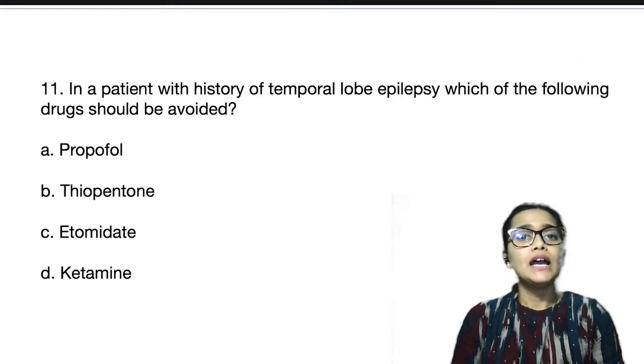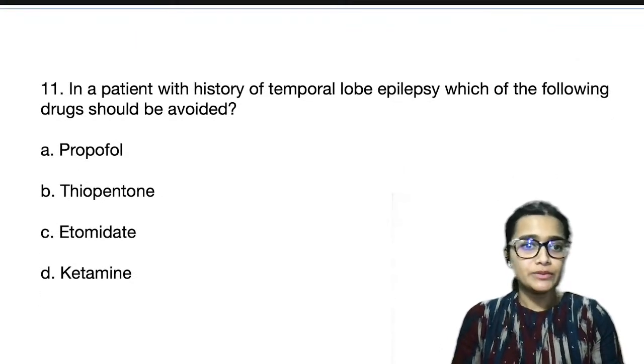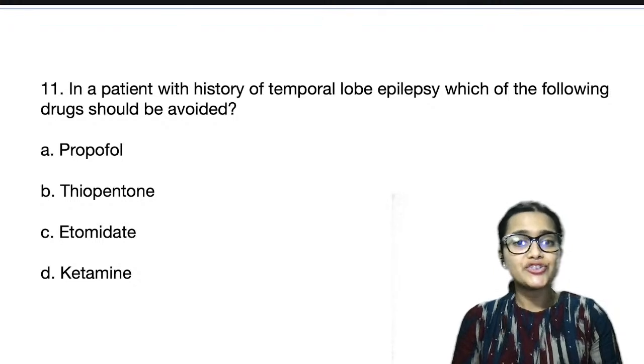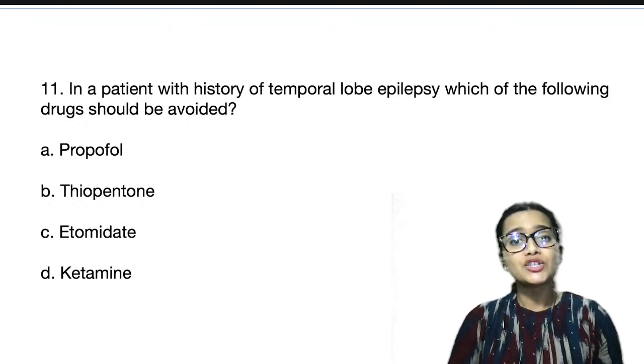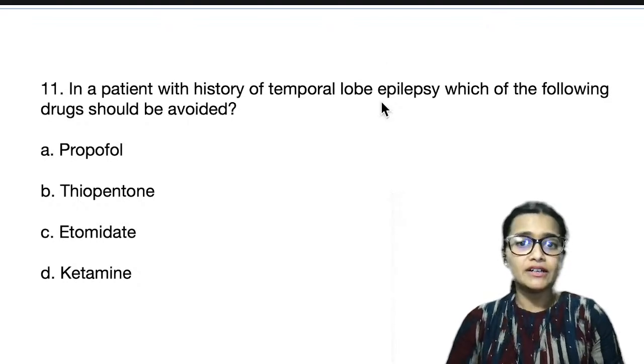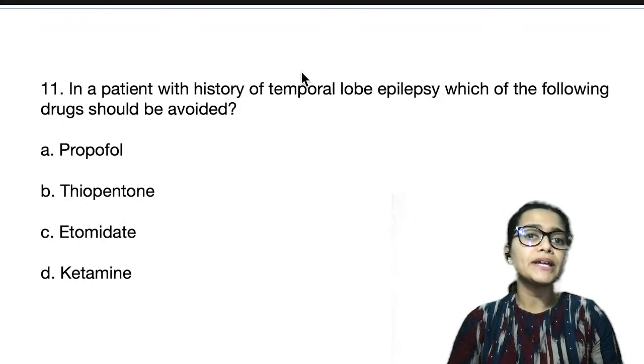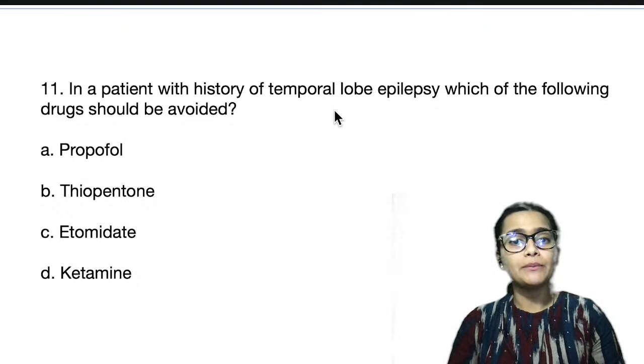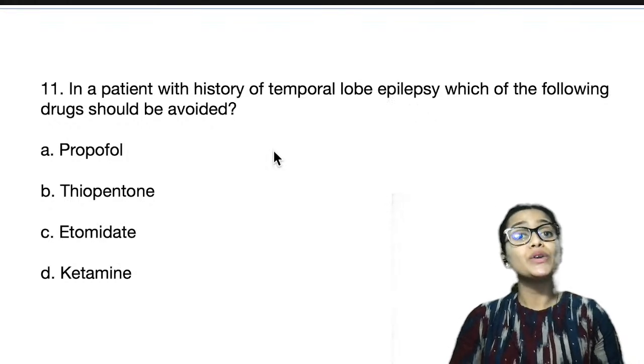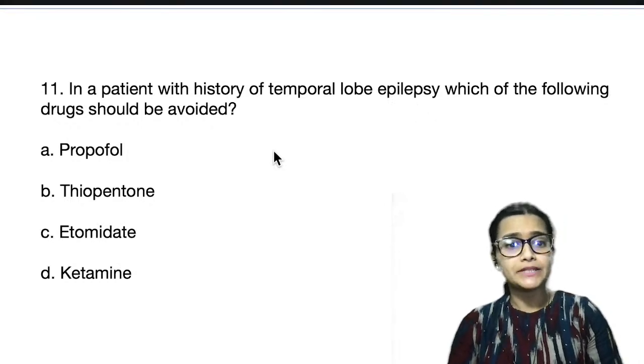Okay. Coming to our 11th question. In a patient with history of temporal lobe epilepsy, which of the following drugs should be avoided? So the key word here is epilepsy. Although they might put it as temporal lobe epilepsy, majority of your epileptic foci in the brain originate from your temporal lobe. But you have to focus on the key word, which is epilepsy. So which drugs would you avoid in epileptics?